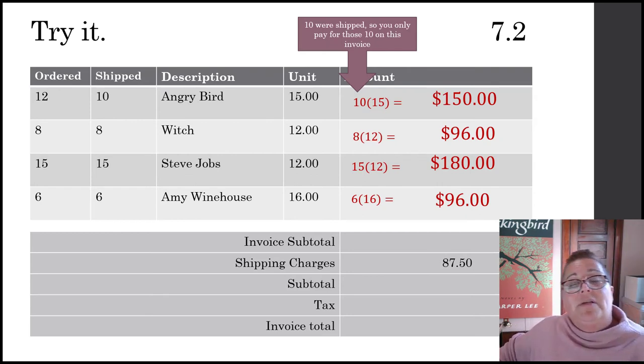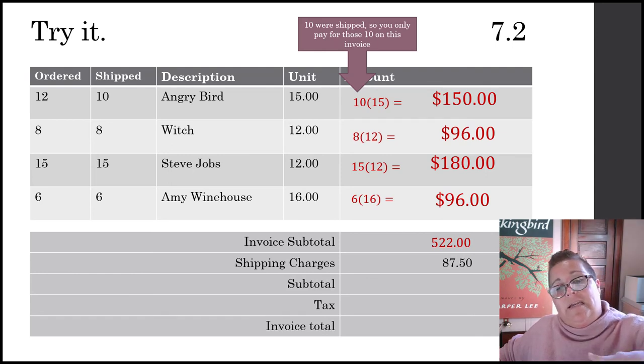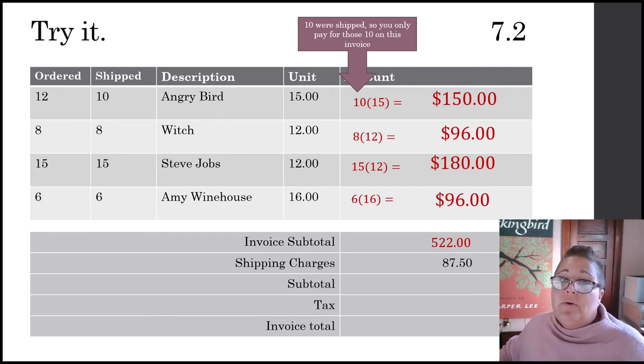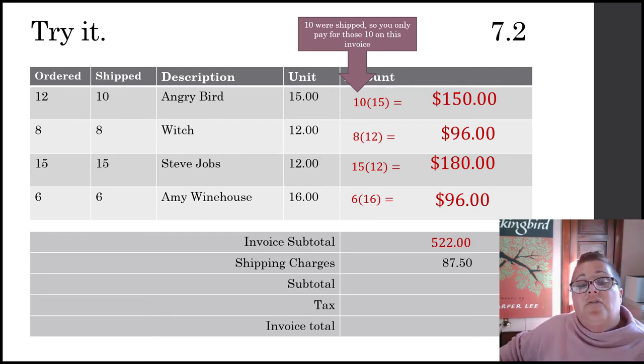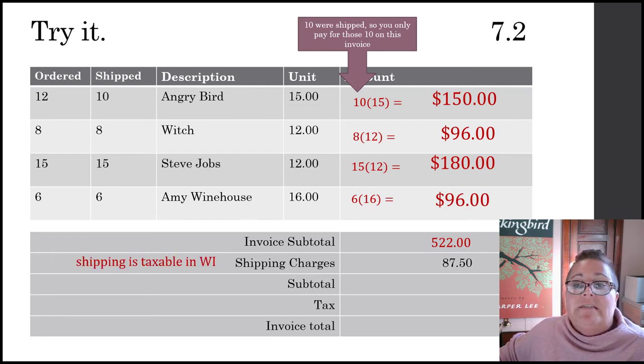This gives me an invoice subtotal of $522. How did I get $522? I added the $150 to the $96 to the $180 to the other $96. Now, there are shipping charges on here. It doesn't say whether it's destination or if it's FOB shipping, but I am reimbursing the seller for the shipping charges. They are $87.50.